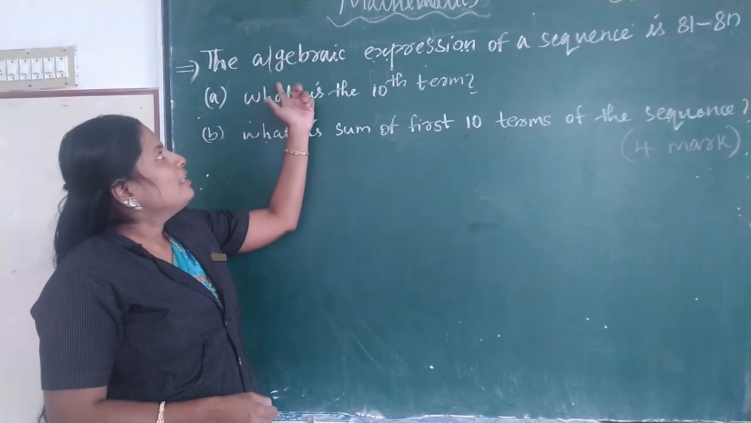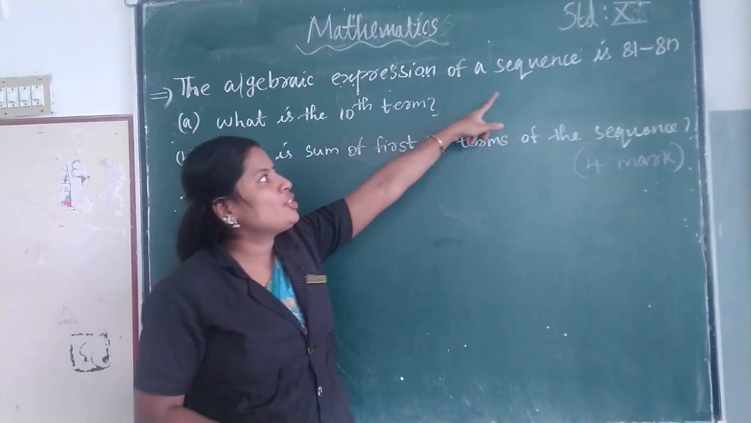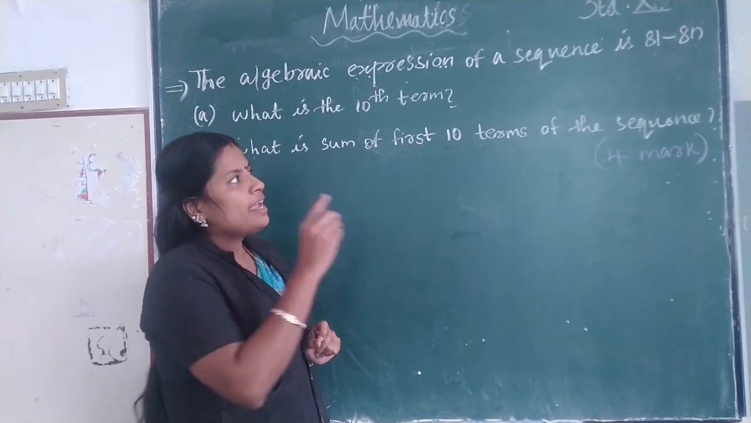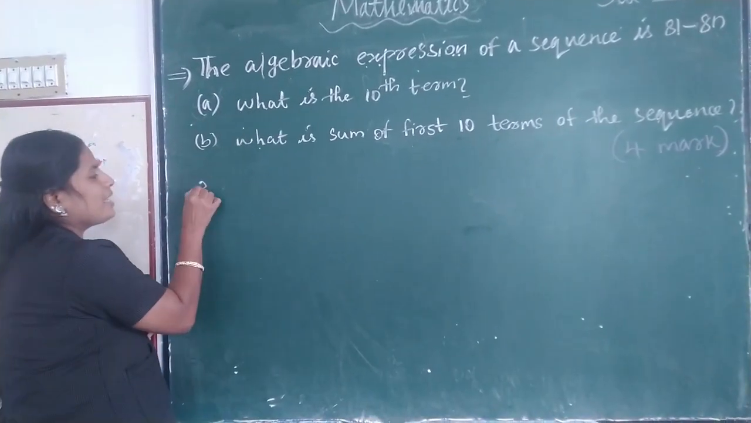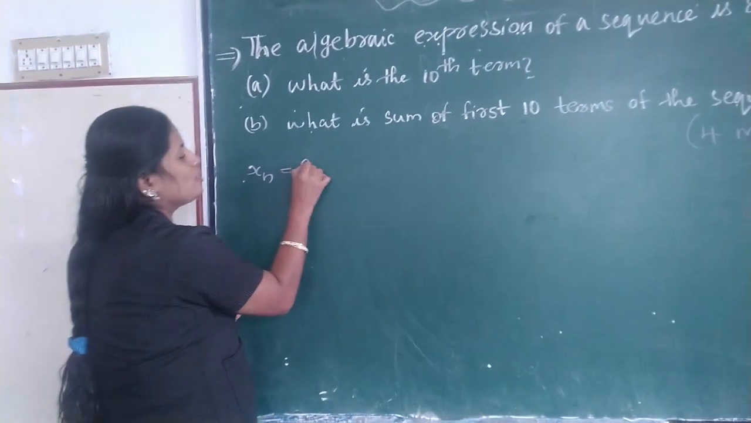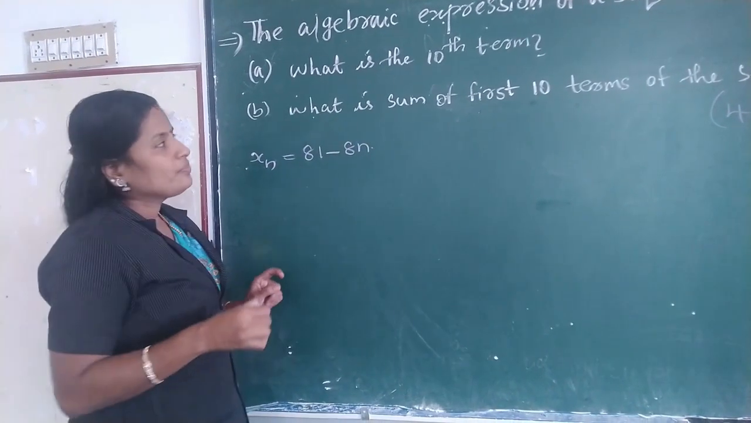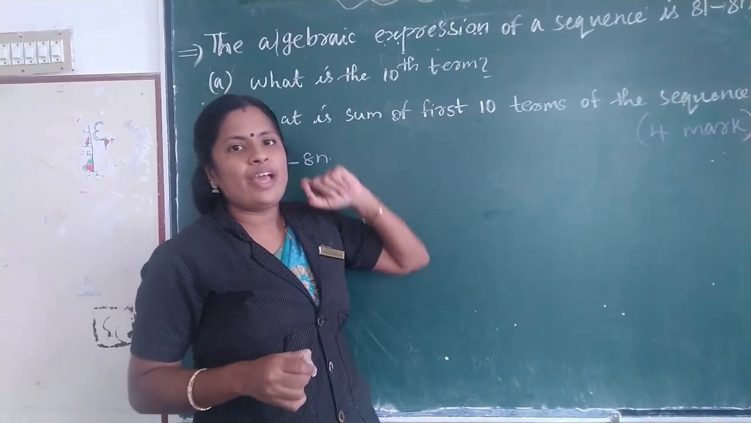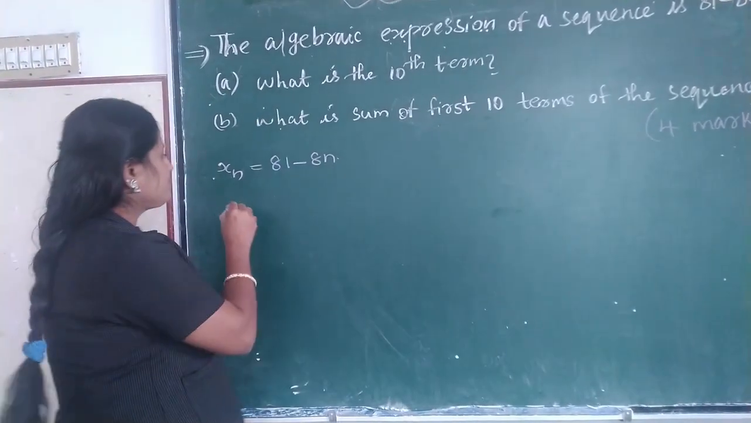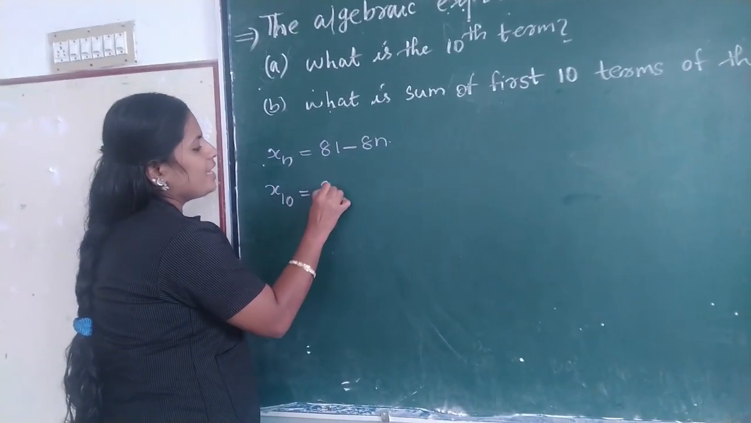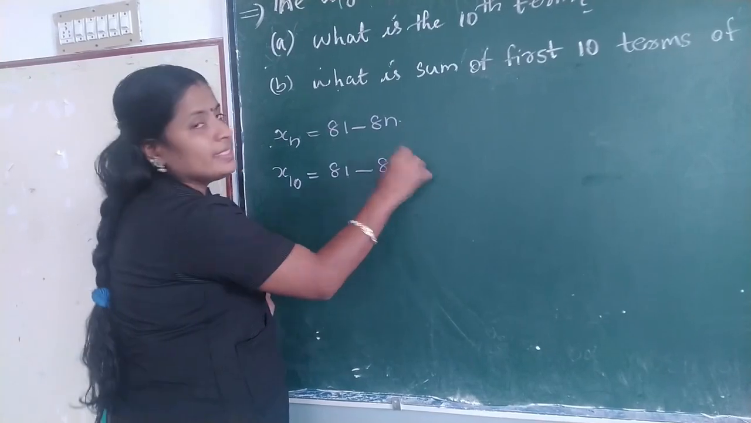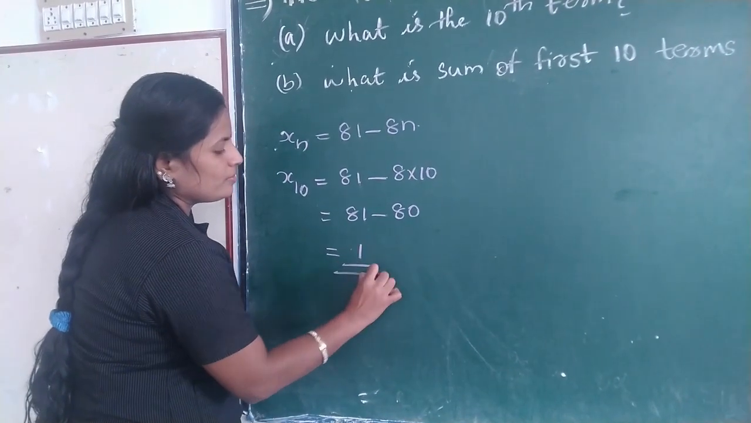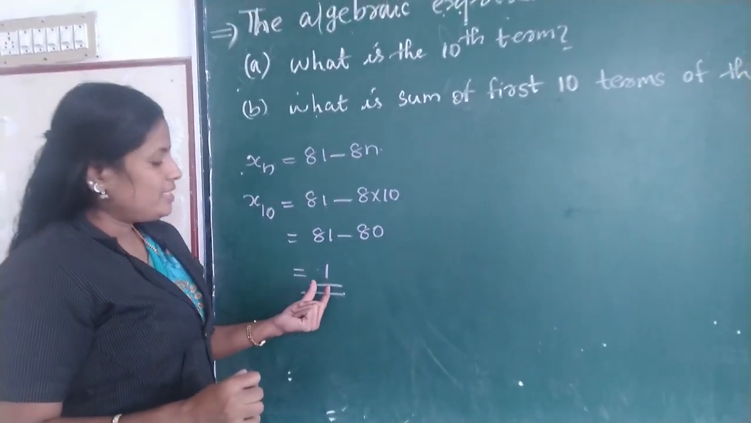Okay. So here in this question, the algebraic expression of a sequence is 81 minus 8n. That means the nth term is 81 minus 8n. The nth term can be denoted as xn. xn equals 81 minus 8n. So what is the first one? What is the 10th term? 10th term means here we have to substitute n equal to 10. So x10 equals 81 minus 8 into 10. So 81 minus 80, which is equal to 1. The 10th term of the sequence is 1.